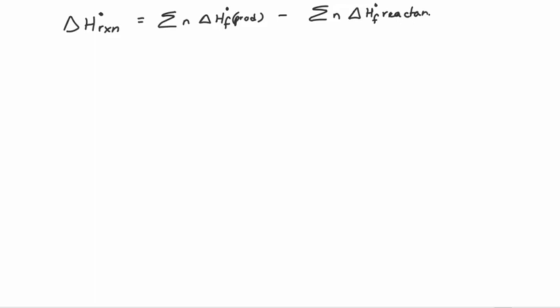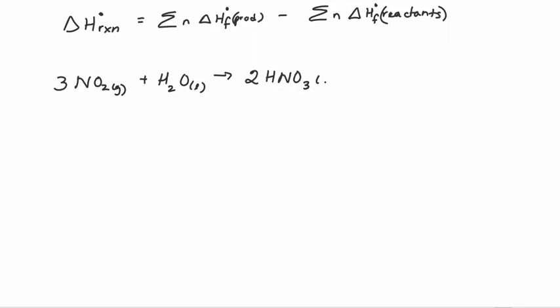So if I have a reaction, and I'm going to start with one that's not necessarily simple intentionally, so if I have this reaction here, and remember the phases are important, you do need to make sure that what you're looking at is balanced. That's important. Then, in order to find the delta H of the reaction, I'm going to look up the H of formations, starting with my products. So I'm going to start with aqueous nitric acid.